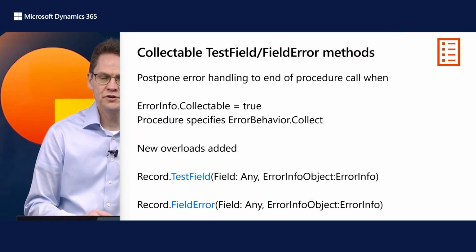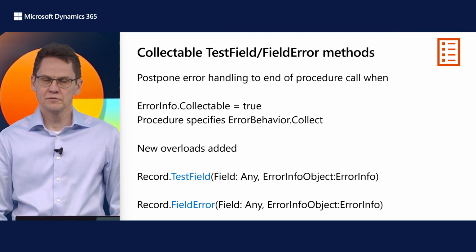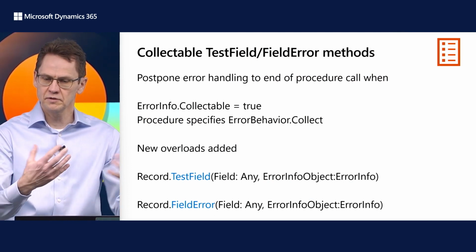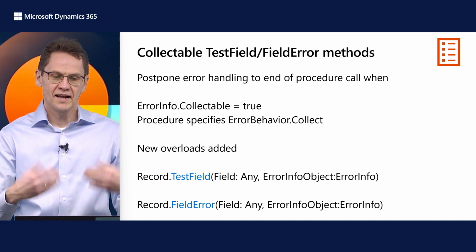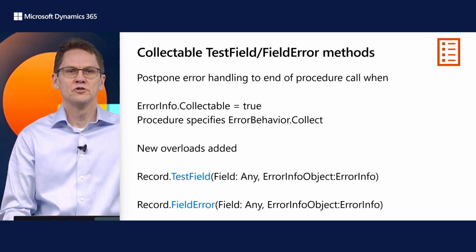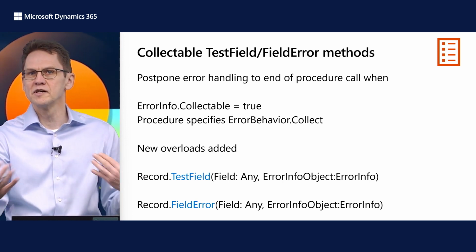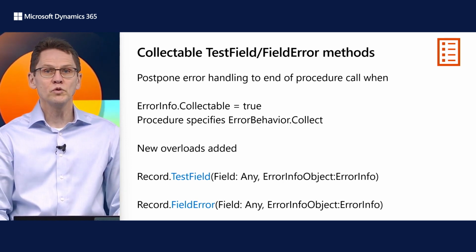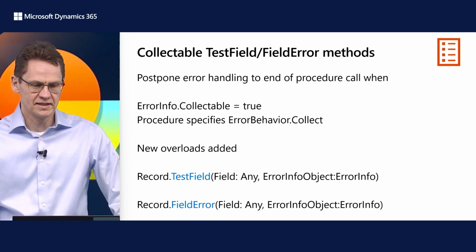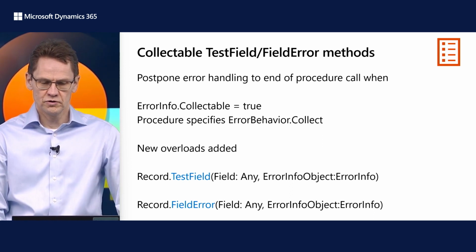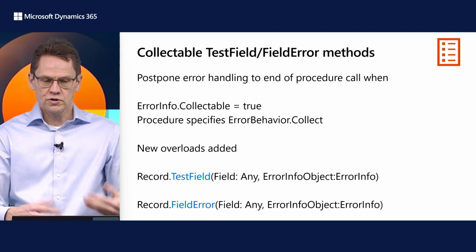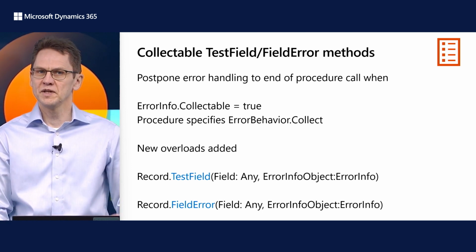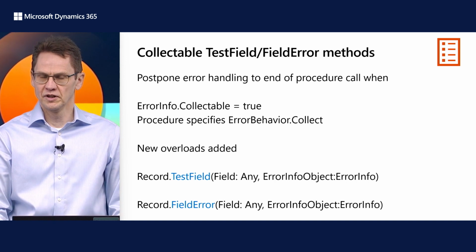Now we have continued the work on collectible errors in this release. Collectible errors was shipped in the latest release, and it allows you to postpone error handling to the end of a procedure call, and then you can get all the errors. What we have added in this release is overloads to TestField and FieldError, so that they also collect errors if you specify the error behavior Collect.